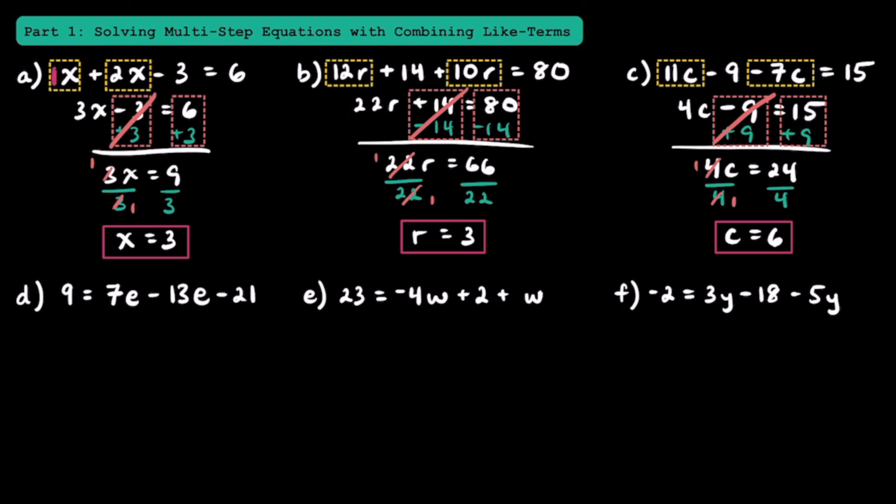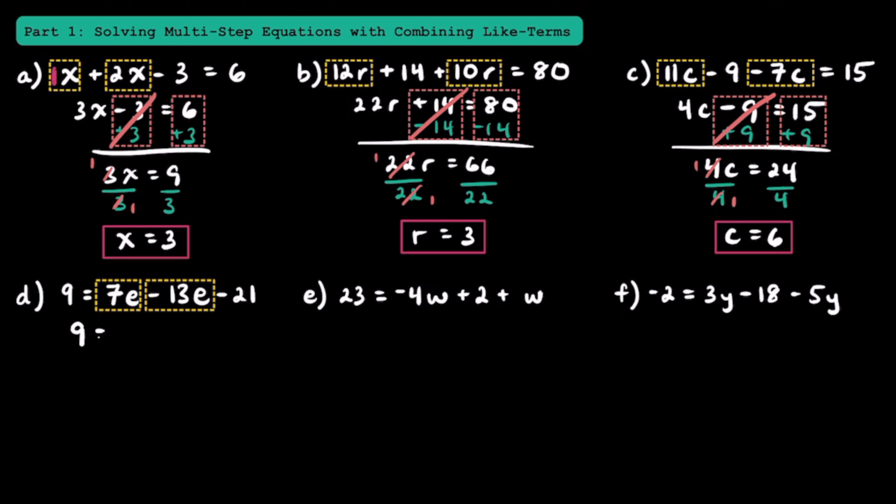Now let's look at D. We have 9 is equal to 7e minus 13e minus 21. Try not to let it bother you too much that the variables are on the right side now. I promise you we're just going to solve it the same way. If it's really bothering you, feel free to switch the left and the right side and then just solve it that way. Combining these like terms of positive 7e and negative 13e, we're going to get negative 6e.